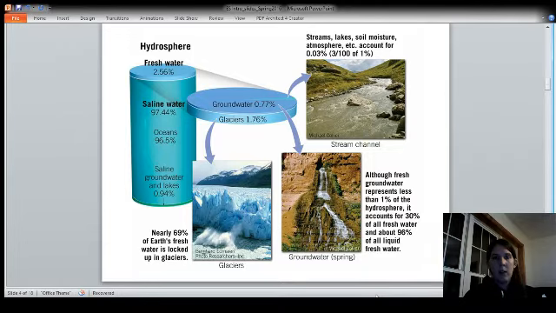Now, out of that 2.5%, groundwater contains 0.77% of the totality of Earth's water. And glaciers contain 1.76% of the total Earth's waters. So the difference between the groundwater and glaciers, what's left over, that's what's in our streams, our lakes, trapped within the soils.